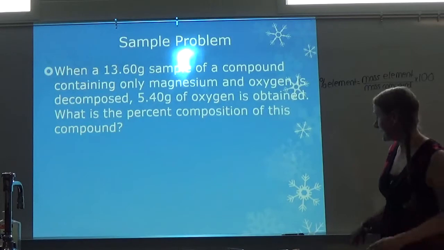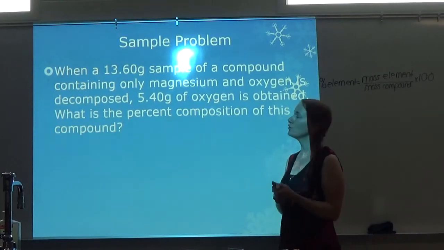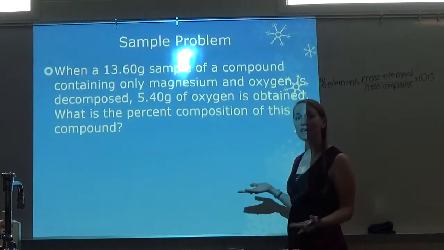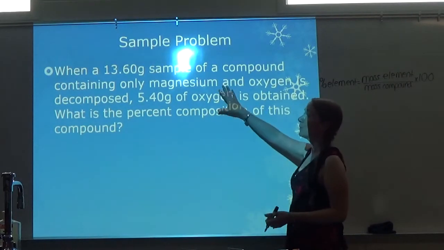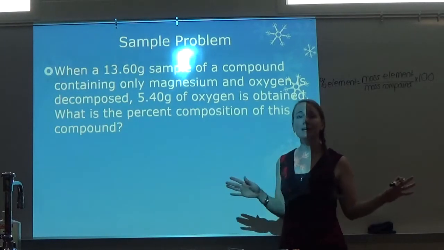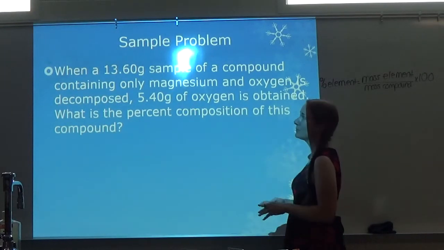So let's look at some examples, because there's really two different ways that you'll do this. So the first type is I will give you the masses of the elements or the compound. And so you'll work with those. And then the second type I'll show you in a few minutes is when I don't give you any masses and you have to use the periodic table instead.